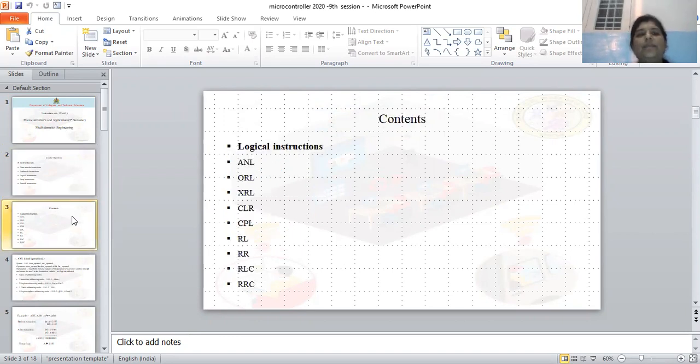Let me discuss logical instructions like ANDing, ORing, XORing, clearing the accumulator or a bit, and complementing. Then rotate instructions, like rotate left, rotate right, rotate left with carry, and rotate right with carry.